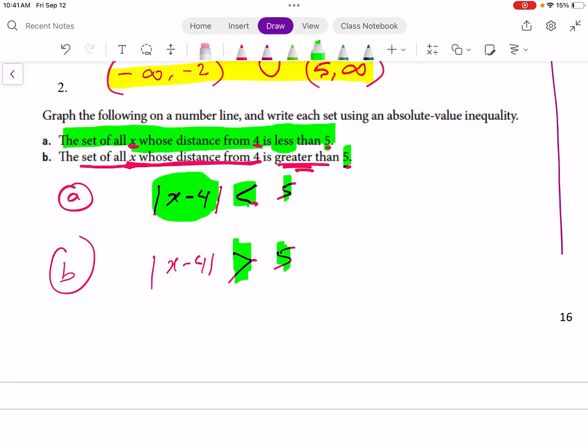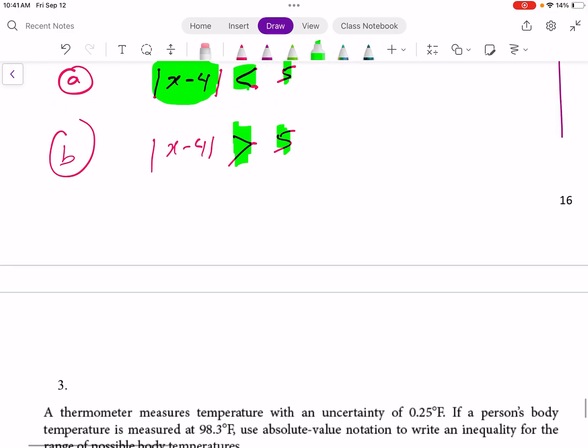Okay, any question in this part? Bless you. Okay, now let's go to our very last example.